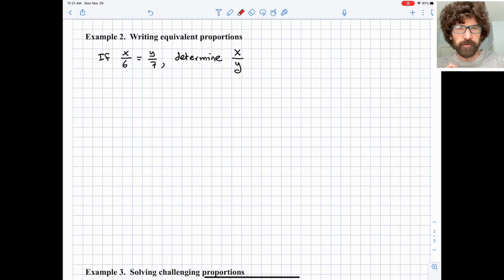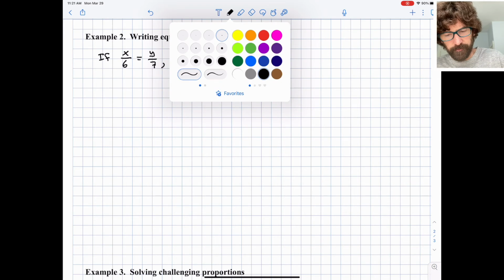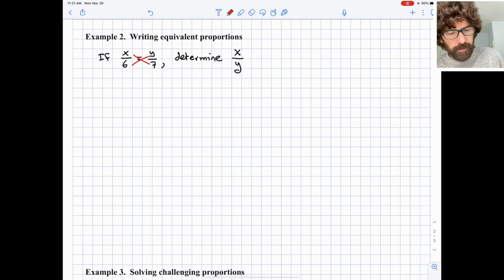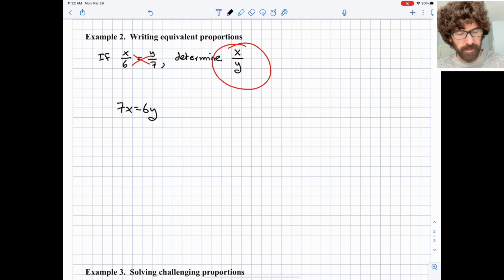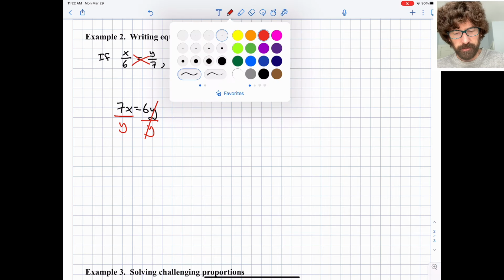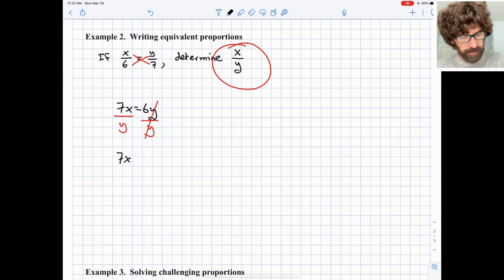So what I'm going to do first is cross multiply here. Basically what we want to do is rearrange the equation to look like x divided by y. We're going to start off by cross multiplying. So we have 7x equals 6y. Looking at our goal of x over y, we want y in the denominator, so let's divide both sides by y. And these y's cancel, and so we'll get 7x over y equals 6.